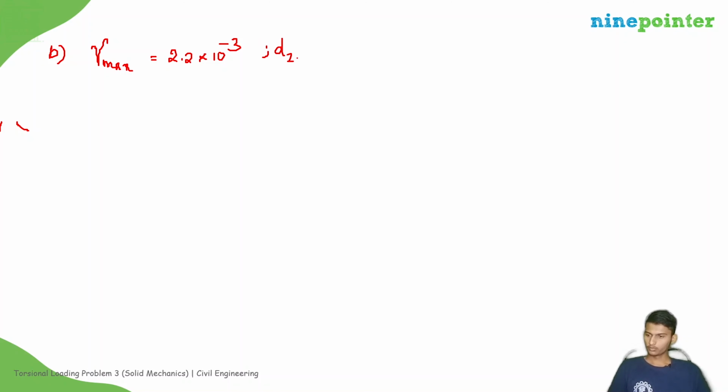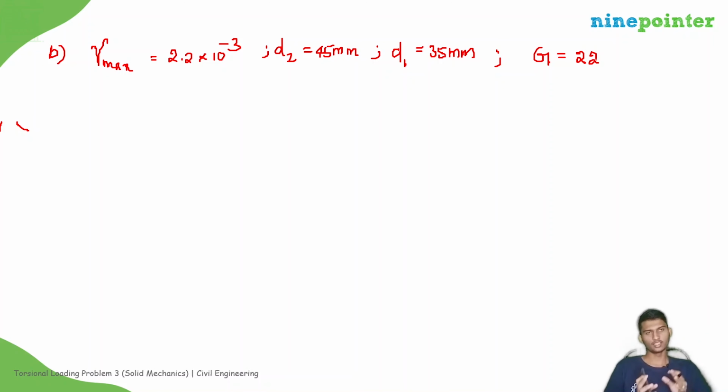Now D2 will be 45 mm, that is as is. But D1 will be equal to 35 mm. So we already know the value of G. The material is aluminum. Whatever you change the diameter, the material is aluminum, and we assume that it is homogeneous and isotropic, so the value of G will be the same. Whatever conditions you change, we are assuming linear elasticity. So 22 GPa.